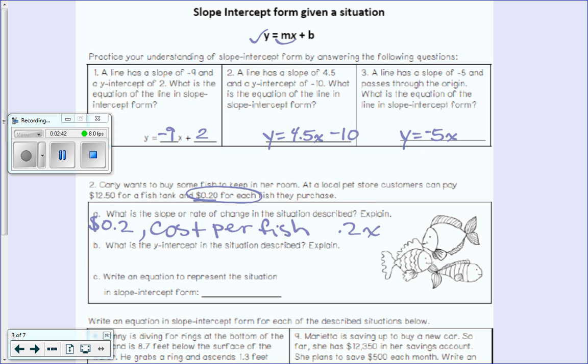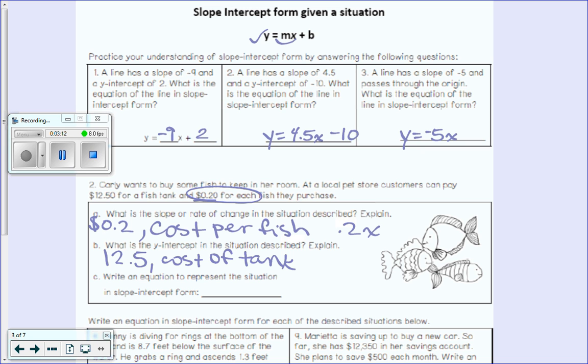What is the y-intercept? Good. $12.50. Why is that the y-intercept? Think about what y-intercept means. And why would $12.50 be the y-intercept? It's your initial value. Because that's the price to start at. So it is the cost of the tank, right?